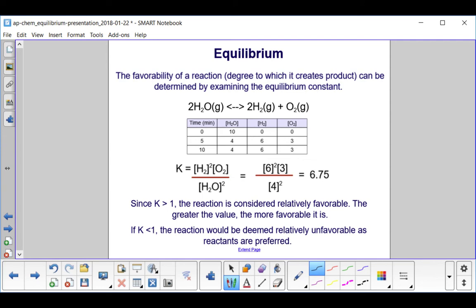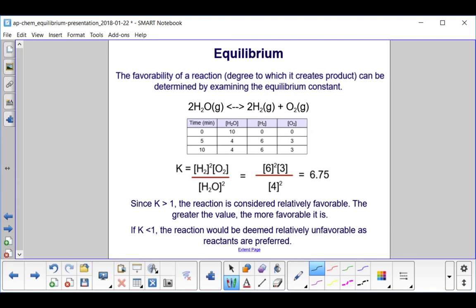So K is equal to the concentration of the products at equilibrium, so H2 squared, or 6 squared, times O2, which the concentration is 3, over the concentration of water at equilibrium, which is 4 squared. Again, calculate that, you get 6.75. That's much greater than 1, or greater than 1.